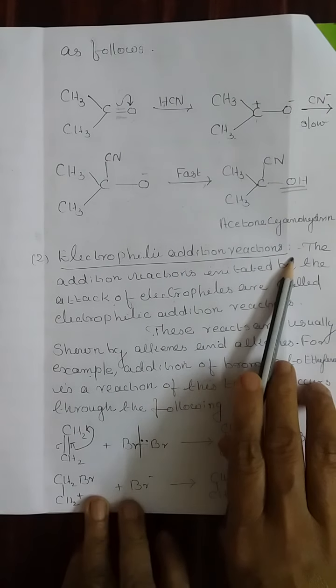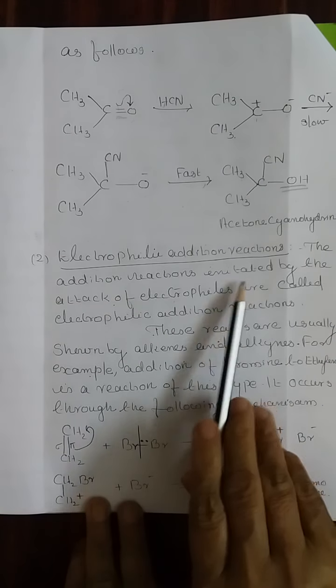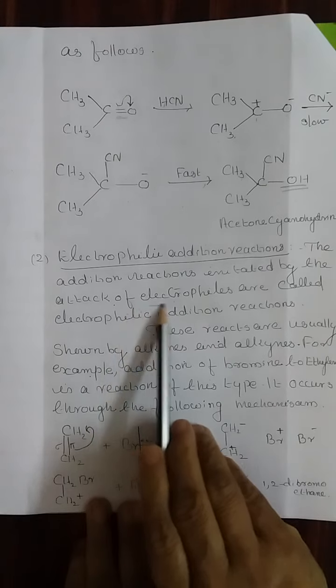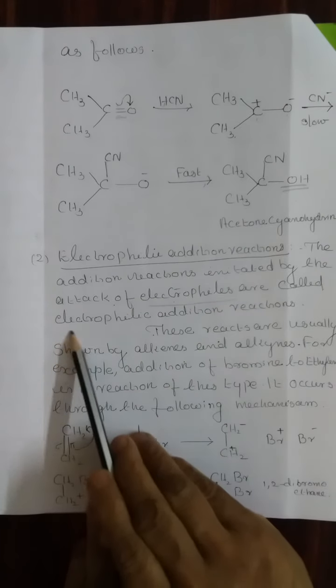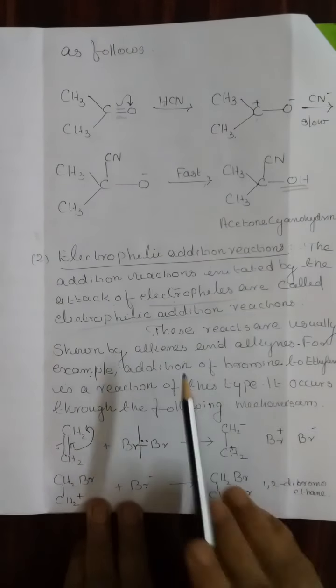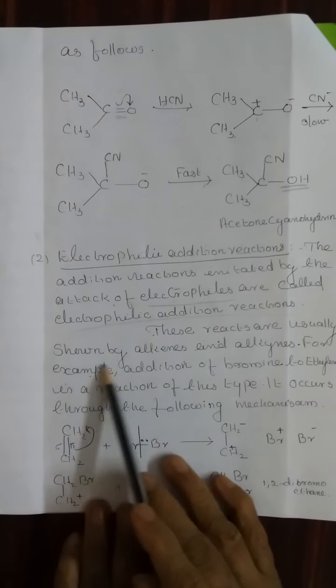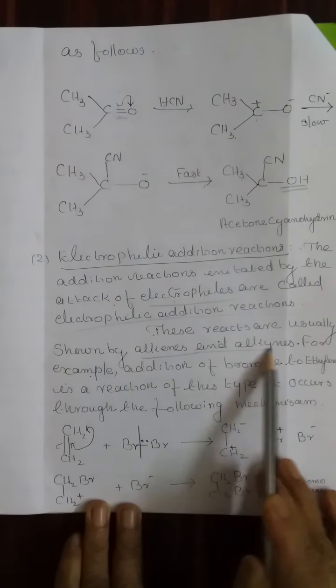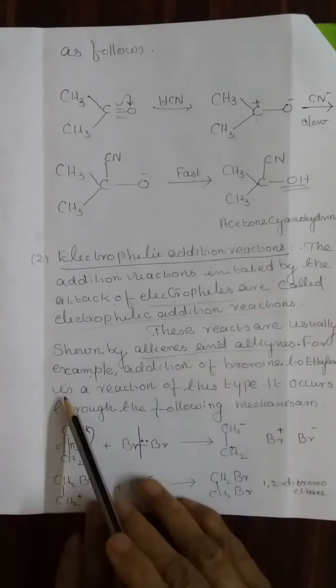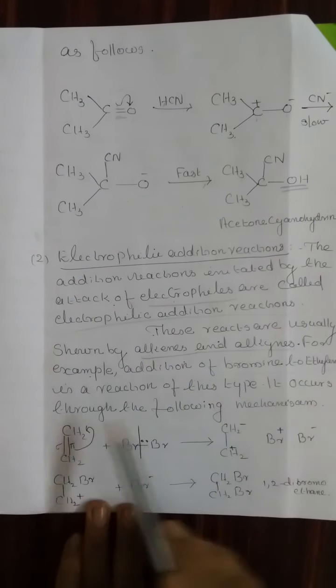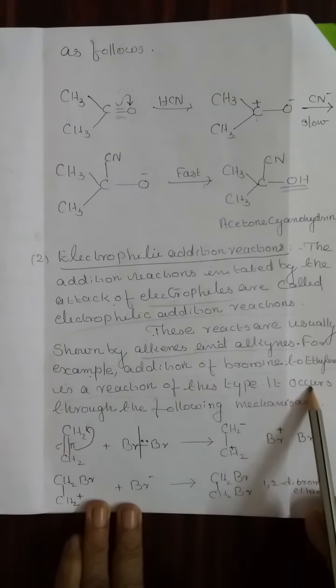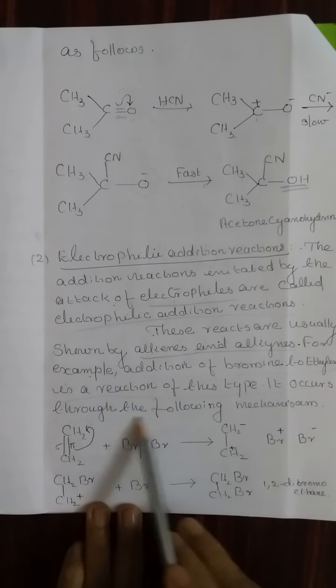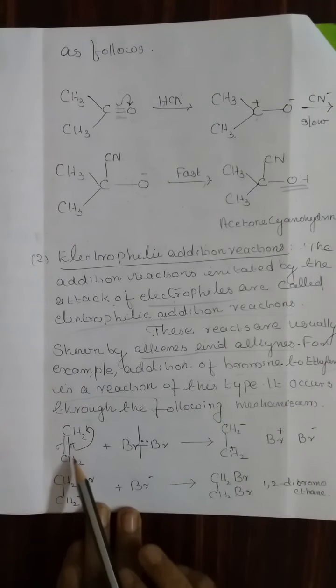2. Electrophilic addition reactions. The addition reactions initiated by the attack of an electrophile are called electrophilic addition reactions. These reactions are usually shown by alkenes and alkynes. For example, addition of bromine to ethylene is a reaction of this type. It occurs through the following mechanism.